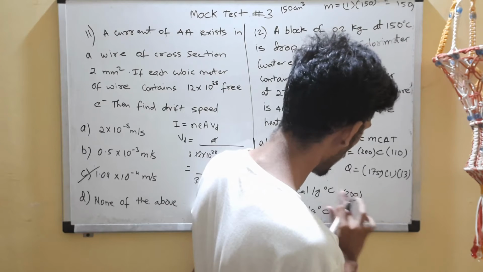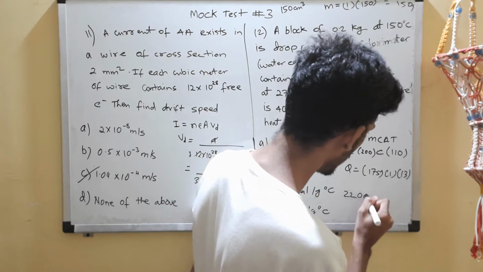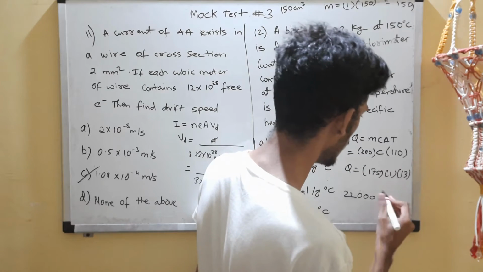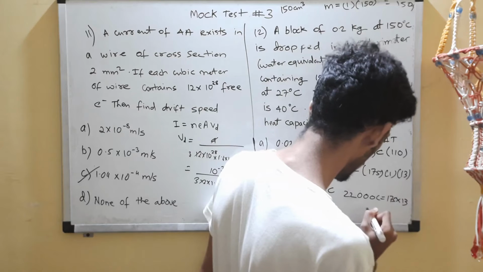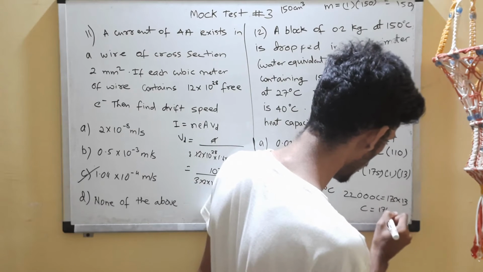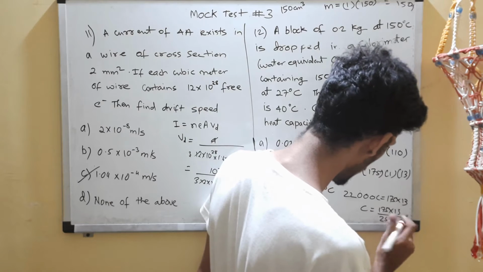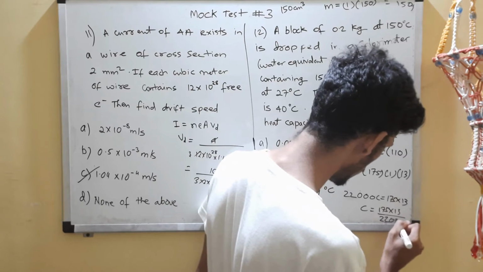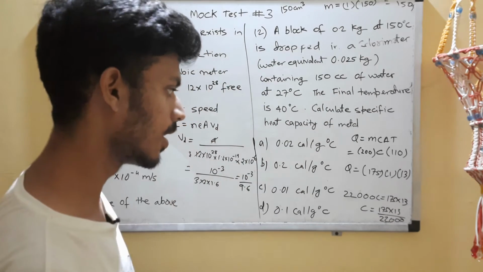into, or I can write this as 22 and 3 zeros, right? 11 twos are 22 and 3 zeros. C is equal to 175 into 30. Okay, C is equal to 175 into 13 upon 2200. Okay, if you see, these are very close to each other, right?